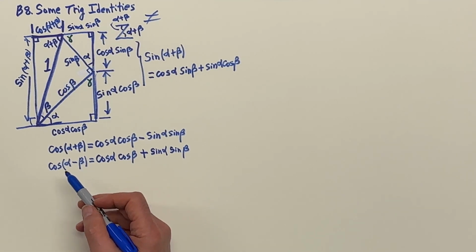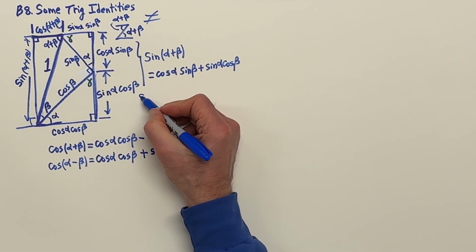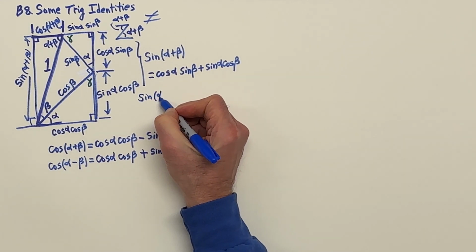And then with the cosine, but what about the sine? One last formula here. It would take the sine of alpha minus beta.